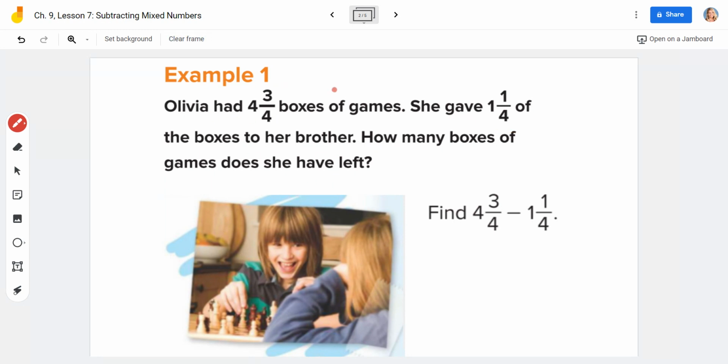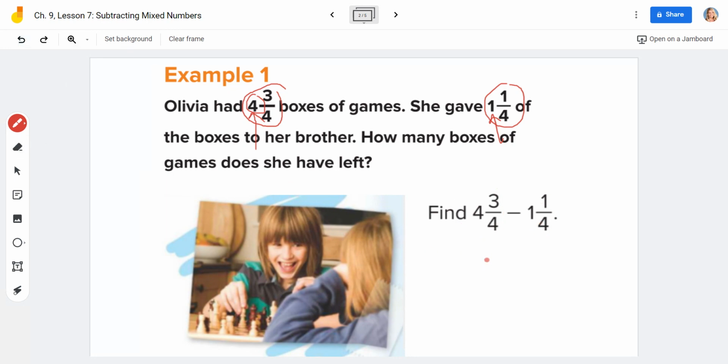Now, whenever I go to write my problem down, my rules for subtraction still apply. My biggest number needs to go first. The only problem is now you have two mixed numbers that have a whole number and a fraction. So how we choose which one of these is to go first is to always choose the largest whole number. So our largest whole number out of these two mixed numbers is this 4. So that means that 4 3/4 must come first, and then it'll be followed by my 1 1/4.